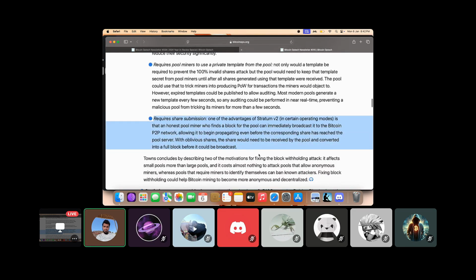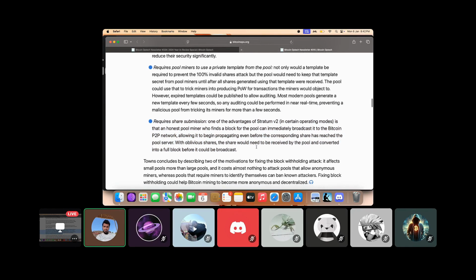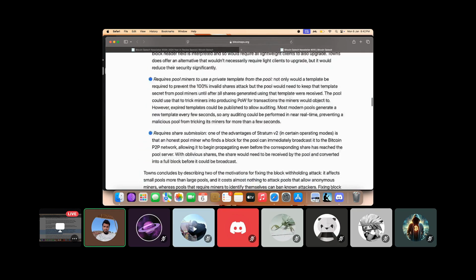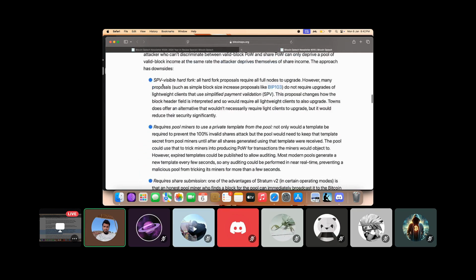Requires share submission. One of the advantages of Stratum V2 in certain operating modes is that an honest pool miner who finds a block for the pool can immediately broadcast it to the Bitcoin P2P network, allowing it to begin propagating even before the corresponding share has reached the pool server. With oblivious shares, the share would need to be received by the pool and converted into a full block before it could broadcast, right? So another issue with these oblivious shares. Okay, so these are basically the bottlenecks for oblivious shares.